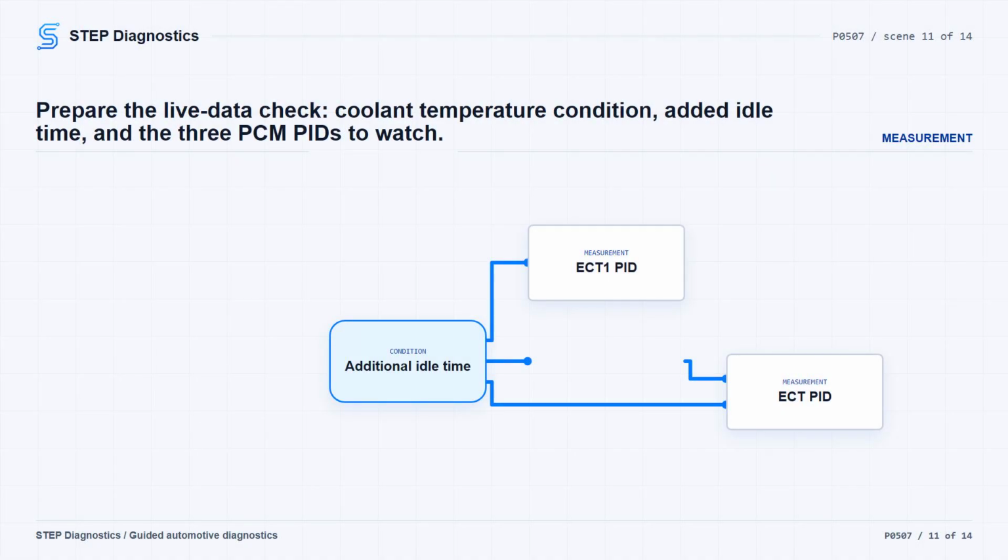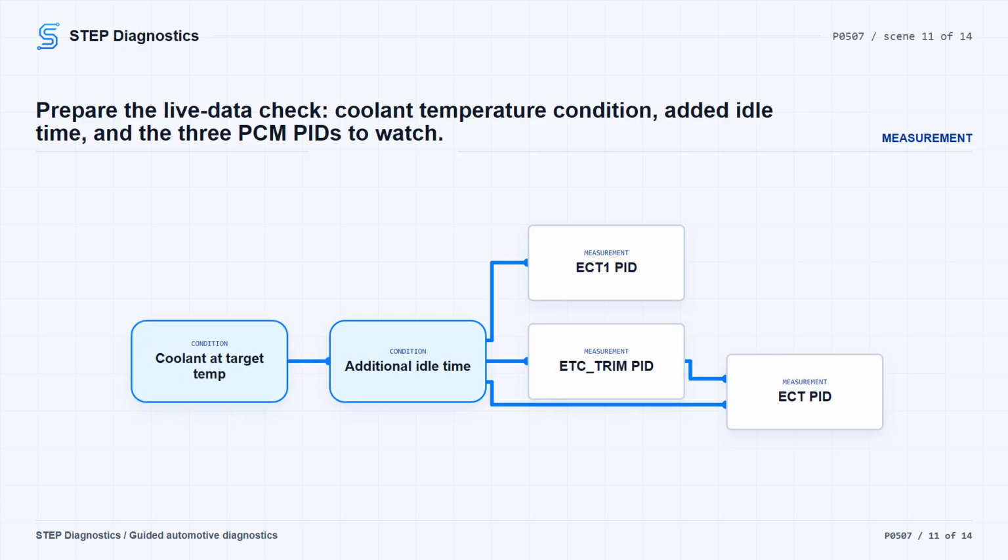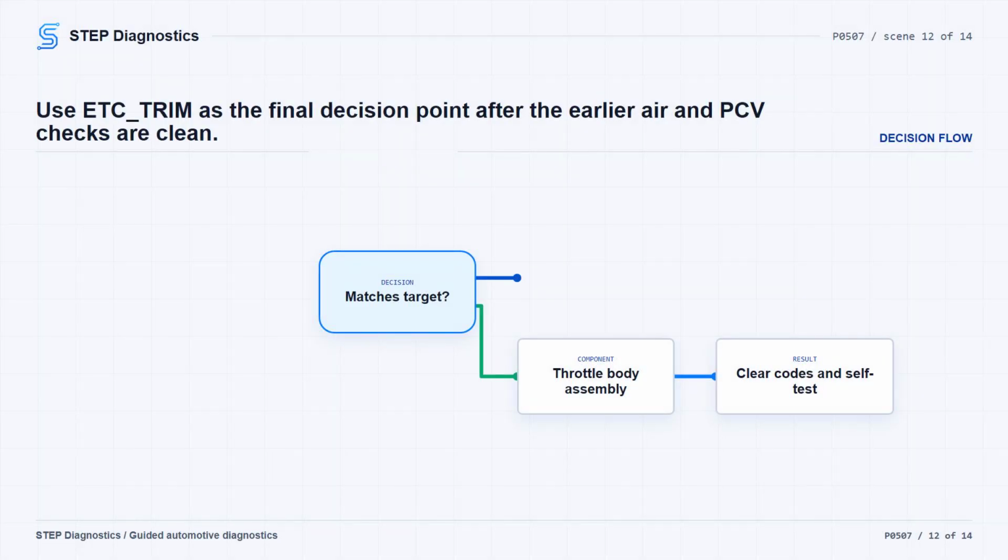For the PID check, verify the engine coolant is at 77 degrees C, 170 degrees F, then let the engine idle an additional 5 minutes. In the PCM, monitor the ECT PID, the ECT1 PID, and the ETC trim PID. Be aware that all PIDs may not be available on all vehicles. The key decision here is the ETC trim angle.